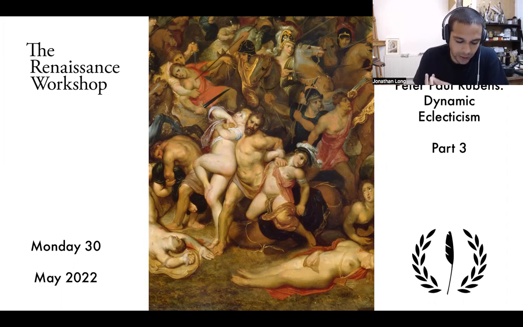Okay, so we've got here works like this, the Battle of the Amazons, which he completed with Jan Bruegel the Elder. And it shows him assimilating a broad range of influences from engravings of Raphael's designs, and having seen Leonardo's cartoons of equestrian combat, but also classical sculpture.